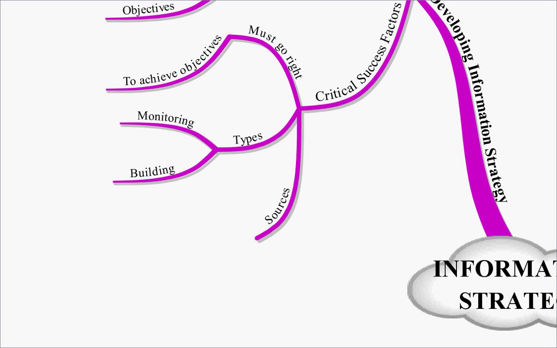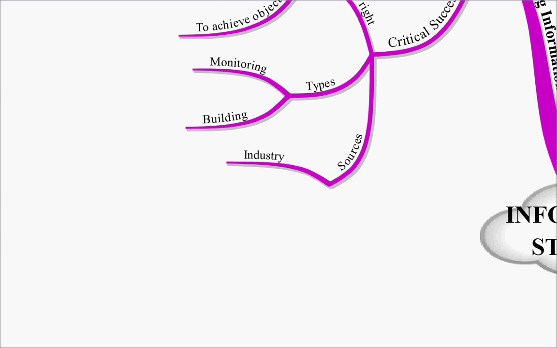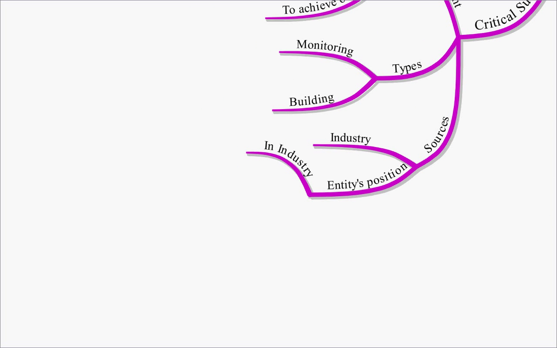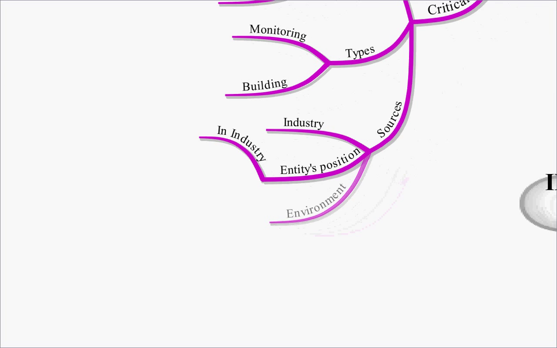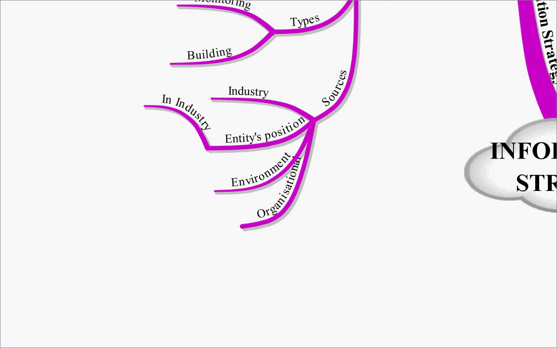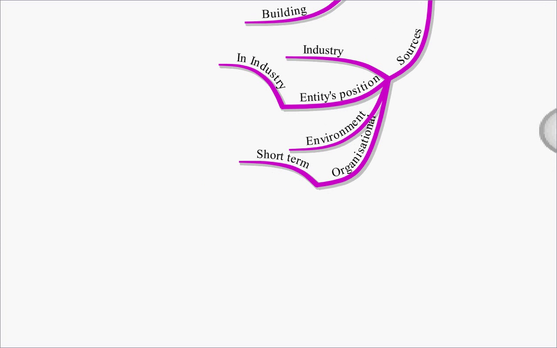So sources of these, well, we may look at industry standards. We may look at the entity's position within the industry when we're setting our critical success factors. We'll see the environment in which we operate. And there may be organisational factors which will affect us. These will tend to be short-term, such as an oversupply of inventory. That would be a short-term organisational factor that we need to take into account.